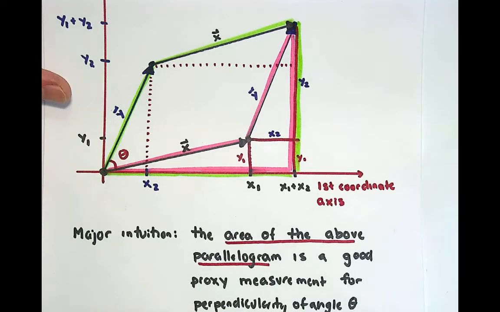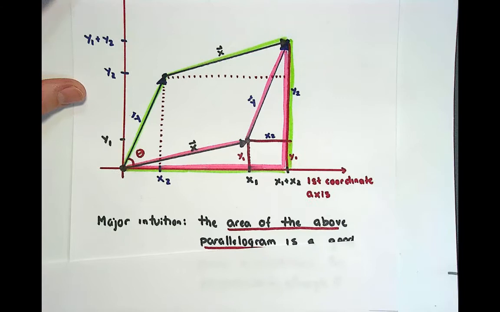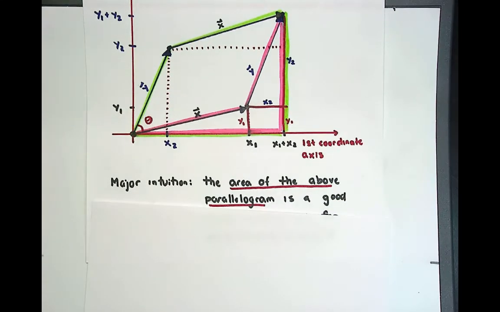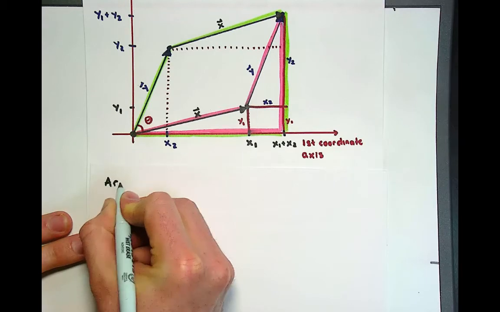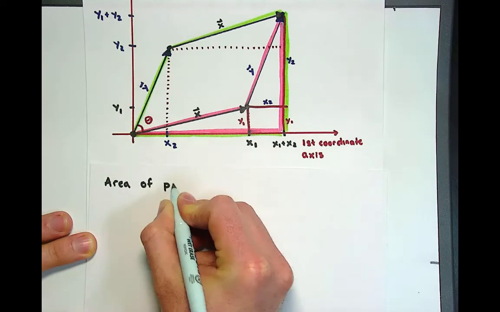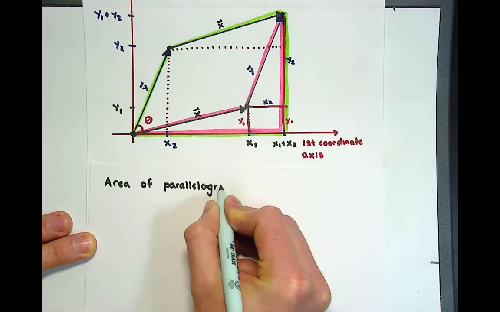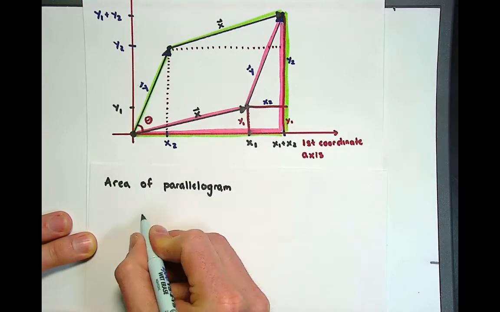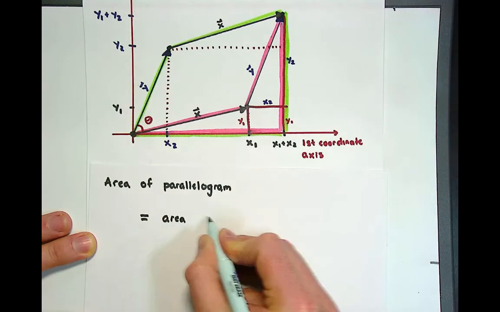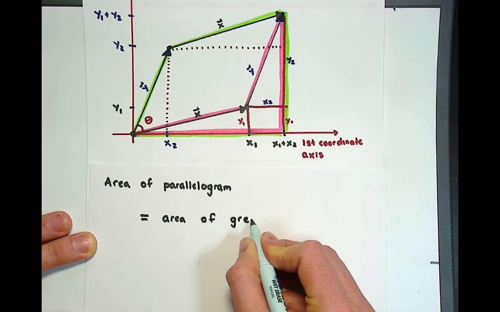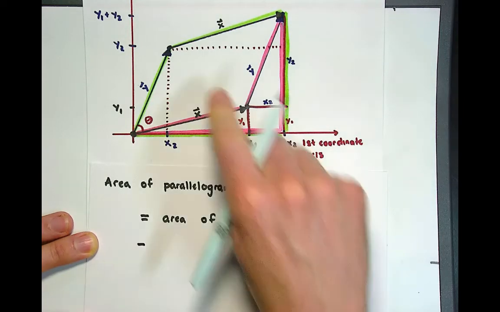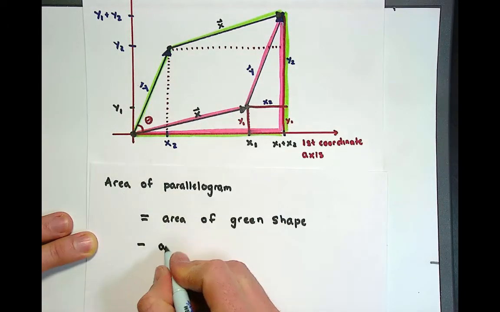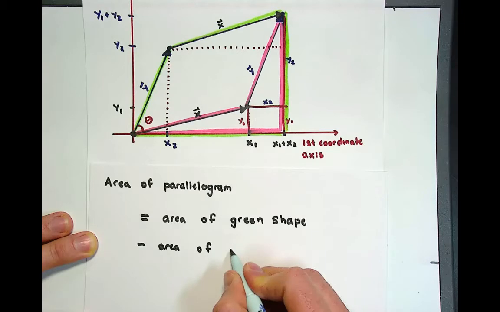All right, so let's go. I'm going to zoom out a little bit because I want to come back to this diagram throughout this discussion. Okay, so here we go. The area of the parallelogram is equal to the area of the green shape, and I'll go ahead and draw that in just a second, minus the area of the red shape.